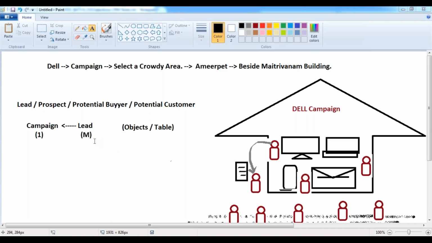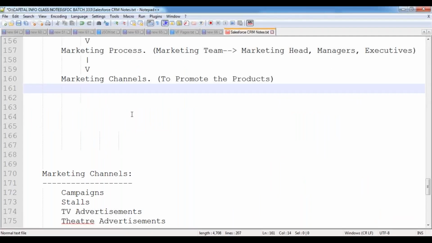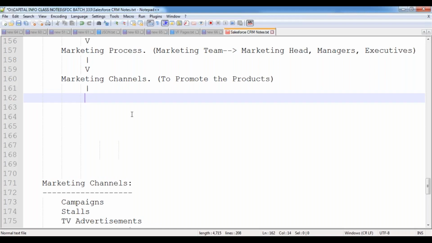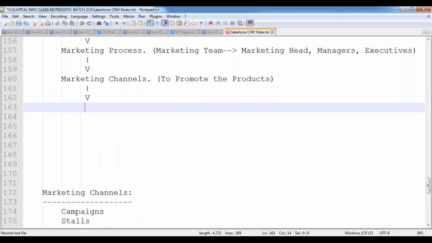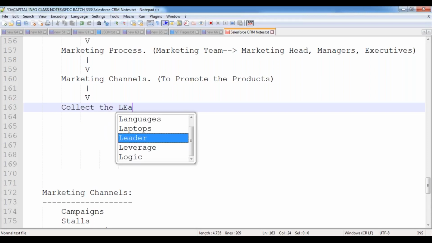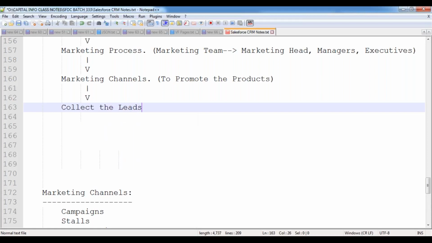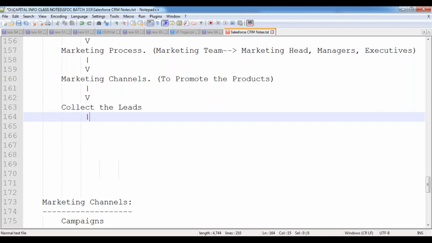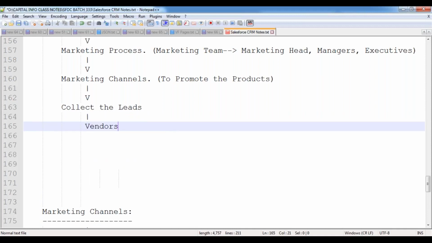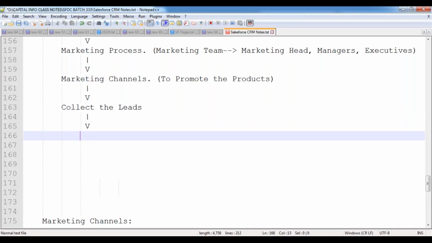Whatever leads information has been captured, they pass to the sales team. Through these marketing channels, they capture the leads. They will collect the leads, and then they pass this leads information to the sales team.